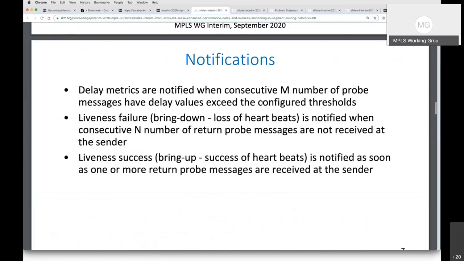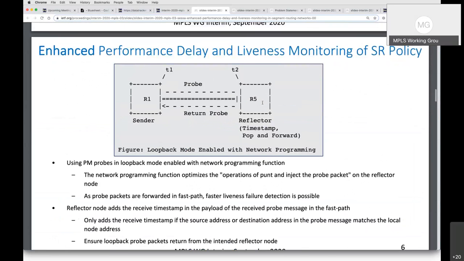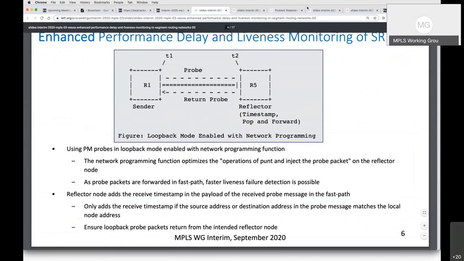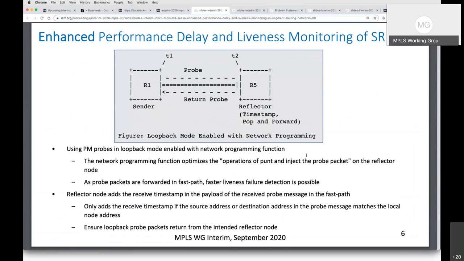On liveness detection, this is Tarek from Juniper. I'm on slide 6, I think. We have something called SBFD, seamless BFD, that does liveness detection. Did you consider this to solve the problem of liveness detection?